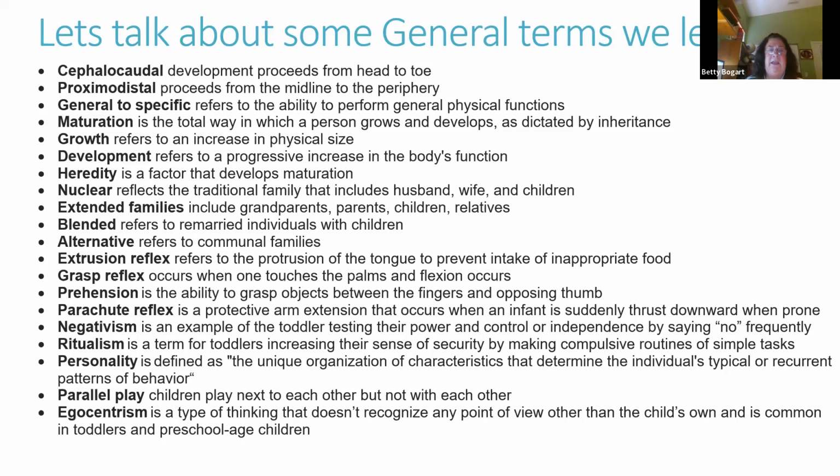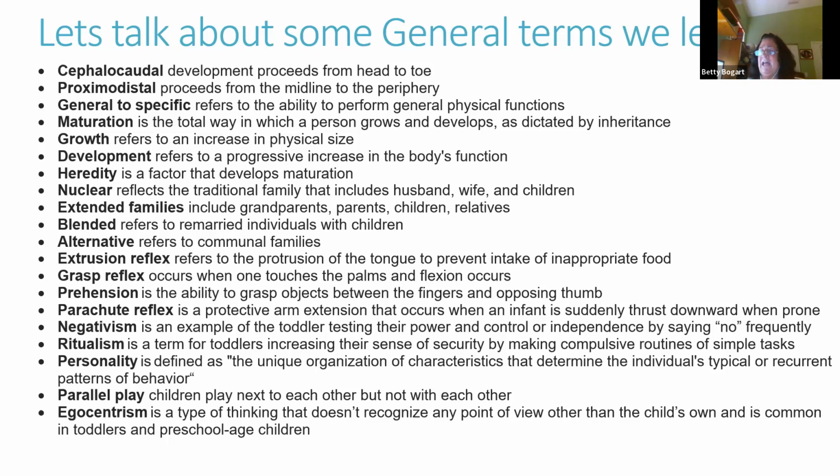Now, personality is defined as the unique organization of characteristics that determine the individual's typical or recurring patterns of behavior. This is just the way they act. Are they happy? Are they sad? Are they aggressive? Are they the one that just wants to hug? They're all different personalities for many, many different reasons.